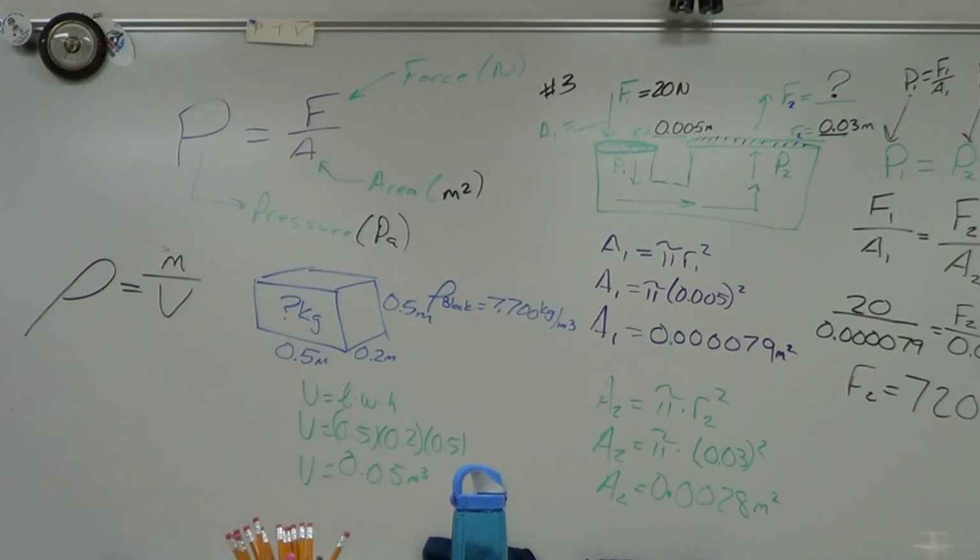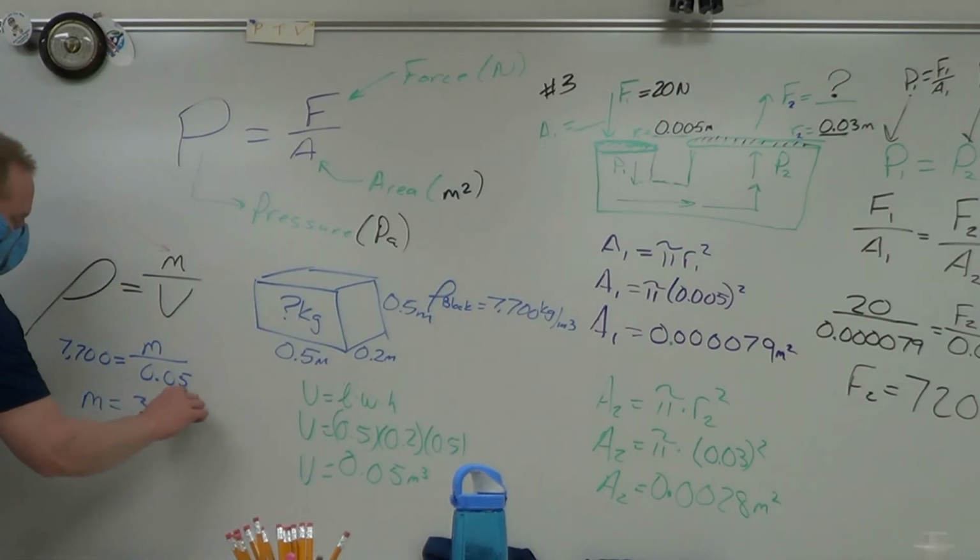So now we know the volume of our rectangular prism. So if our density is 7,700, our mass is unknown, but our volume is 0.05. When we cross multiply and divide, we can then solve for the mass, and the mass of that block is going to be 385.